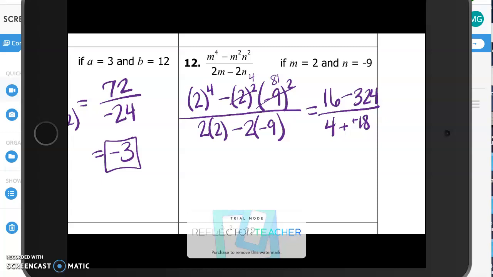So 16 minus 324 gives me negative 308. 4 plus 18 gives me 22. Negative 308 divided by 22 is negative 14.